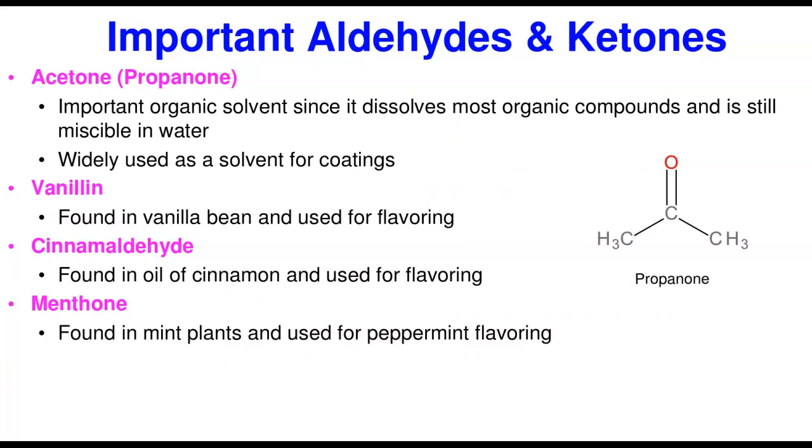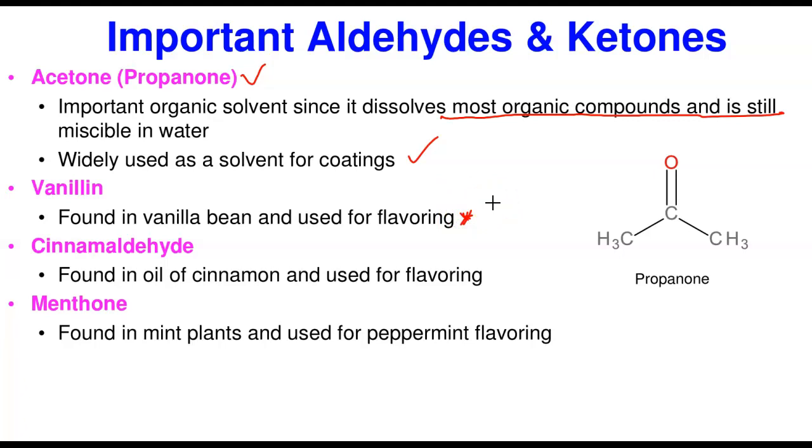All right, the next important one we need to look at is acetone. Acetone, or propanone, or 2-propanone, is an important organic solvent since it dissolves most organic compounds and is also soluble in water. Now it is very small, it can hydrogen bond with water, is soluble, and is also very soluble in most organic solvents. So it's used as an important organic solvent and is also widely used as a solvent for coatings. Vanillin is found in vanilla bean and is used for vanilla flavoring.